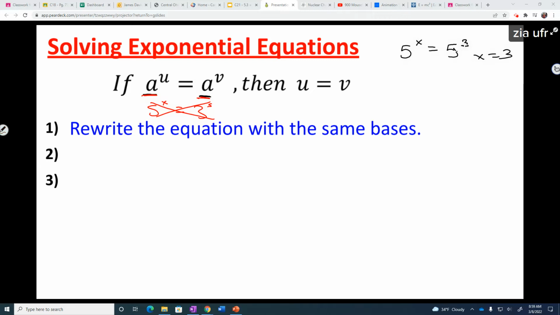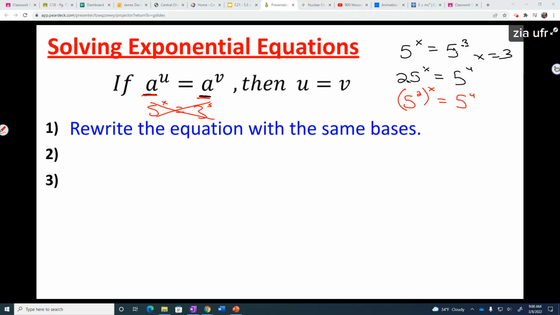So something that you might see would be 25 to the x equals, let's say, 5 to the 4th. Those aren't the same bases. But how could we write these with the same base? Anybody have an idea? Okay, how could we make it the same base? 25 divided by 5? Okay, so what's another way to write 25? 5 squared, that's the same thing, right? So say 5 squared to the x equals 5 to the 4th. Okay. So x would be 2.